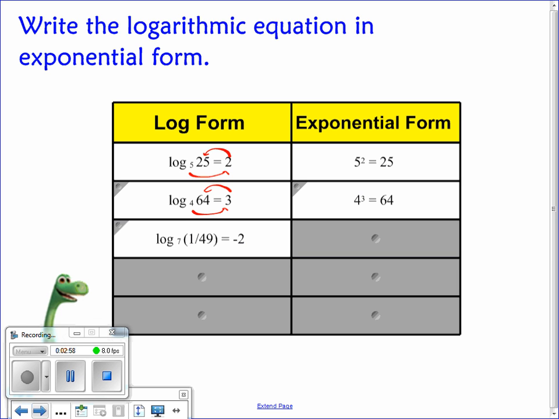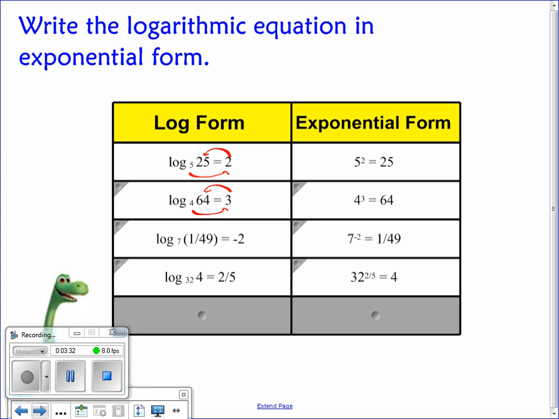So log base 7 of 1/49 equals -2. So how would you switch that to exponential? Good. 7 to the -2 power equals 1/49. Keeping in mind negative exponents would push that to the bottom, and then 7 squared is 49. Log base 32 of 4 equals 2/5. Very good. 32 to the 2/5 power equals 4.